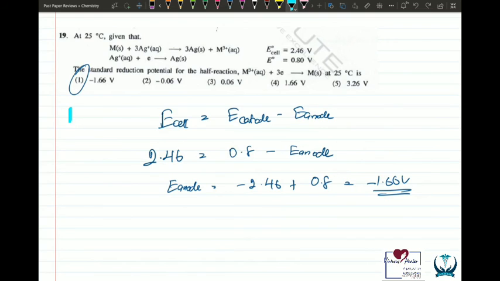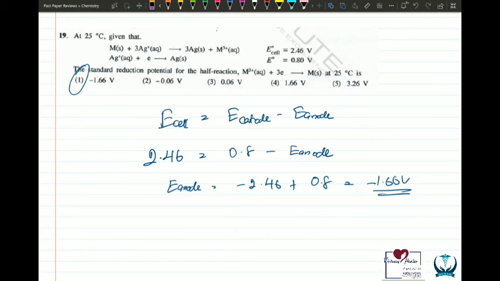Question number 19. At 25 degrees Celsius, they have given the standard cell potential and the electrode potential for silver. The standard reduction potential for the half reaction for M is, so here we can use E cell equals E cathode minus E anode. Here the cell is 2.46 volts and the cathode is 0.8 minus E anode, and when we simplify for E anode we get minus 1.66 volts. Therefore the answer is 1.